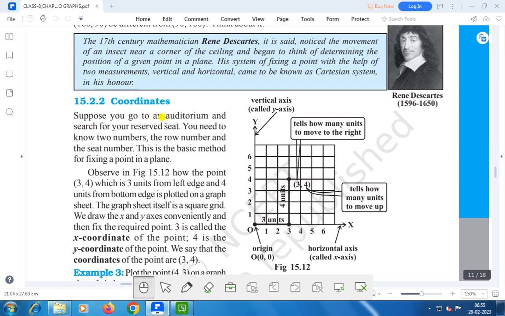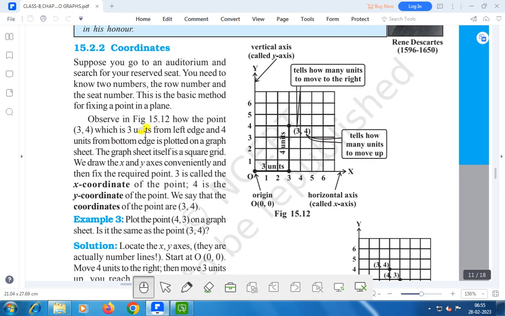Coordinates. Suppose you go to an auditorium and search for your reserved seat. You need to know two numbers, the row number and the seat number. This is the basic method of fixing a point in a plane. Observe in figure 15.12 how the point (3, 4), which is 3 units from the left edge and 4 units from the bottom edge, is plotted on a graph sheet.